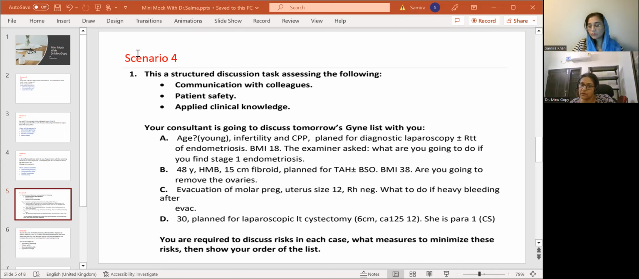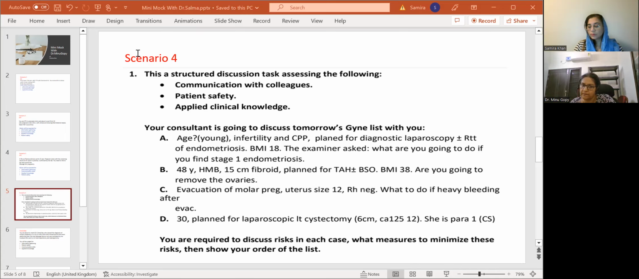Next is the fourth patient, 30-year-old, planned for laparoscopic cystectomy, 6 centimeters. I would like to look at the scans also, whether there is any complex nature of the cyst, any malignant features for the cyst. And here the risk factor would be that she has a previous cesarean section, and there could be adhesions, so we could do an open entry for this patient or a Palmer's technique.